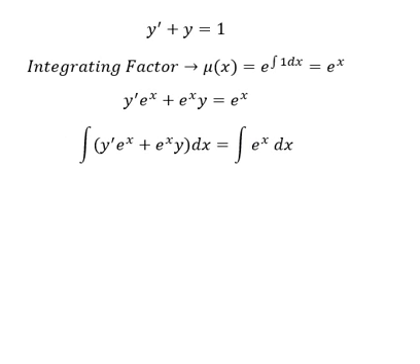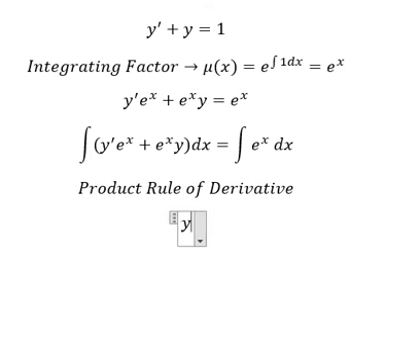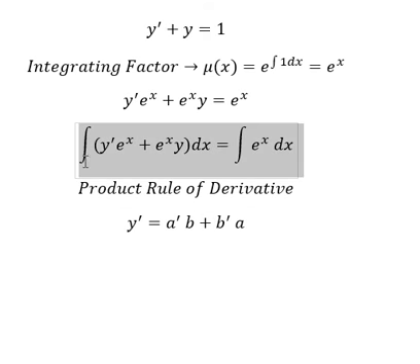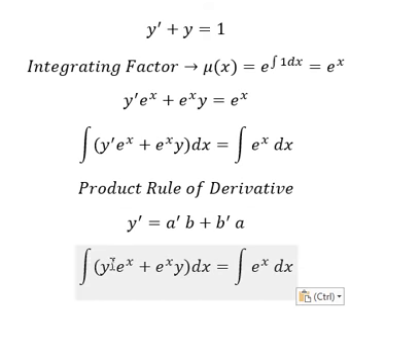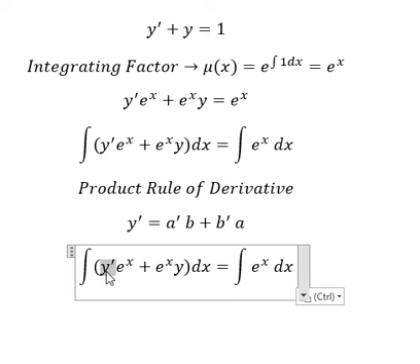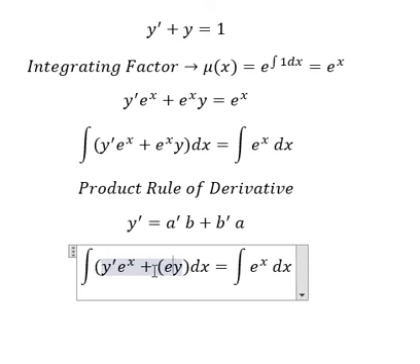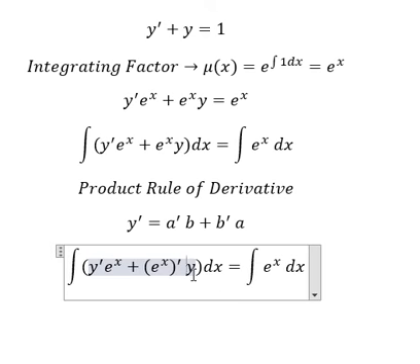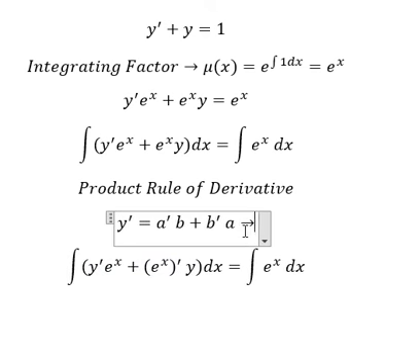So we can use the product rule of the derivative. So we have the first derivative of y equals the first derivative of a multiplied by b plus the first derivative of b multiplied by a. So this one is the first derivative of a multiplied by b. This one is the first derivative of b multiplied by a. So the integration of this one, we have y equals ab.